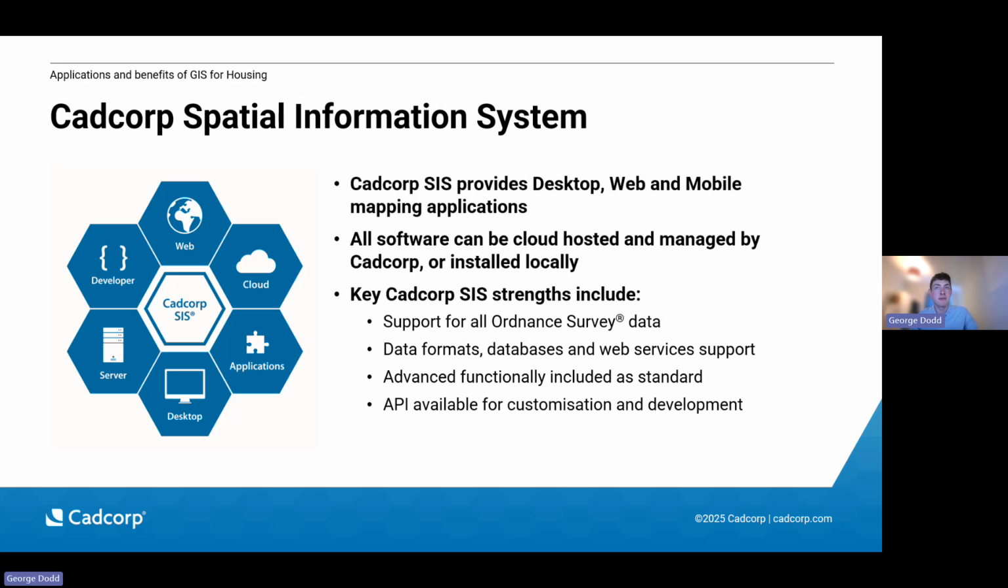By licensing OS data, we're also able to serve as a one-stop shop for our customers, where they can purchase their GIS software and data from one supplier rather than having to manage multiple contracts with multiple different suppliers. We design our software to be as interoperable as possible. This really benefits our housing customers in particular, as they're able to easily access the wealth of data and information they have stored in their housing management systems directly from within CAD Corp GIS.